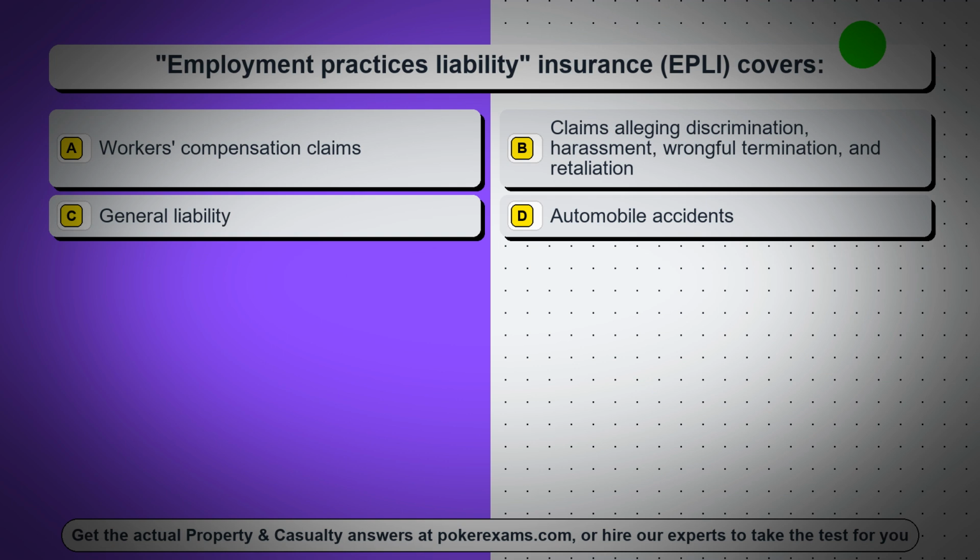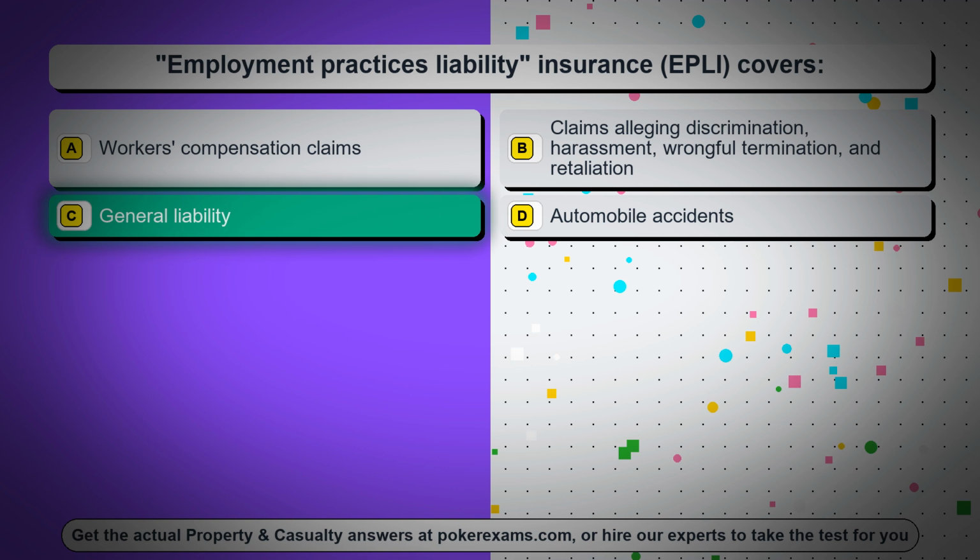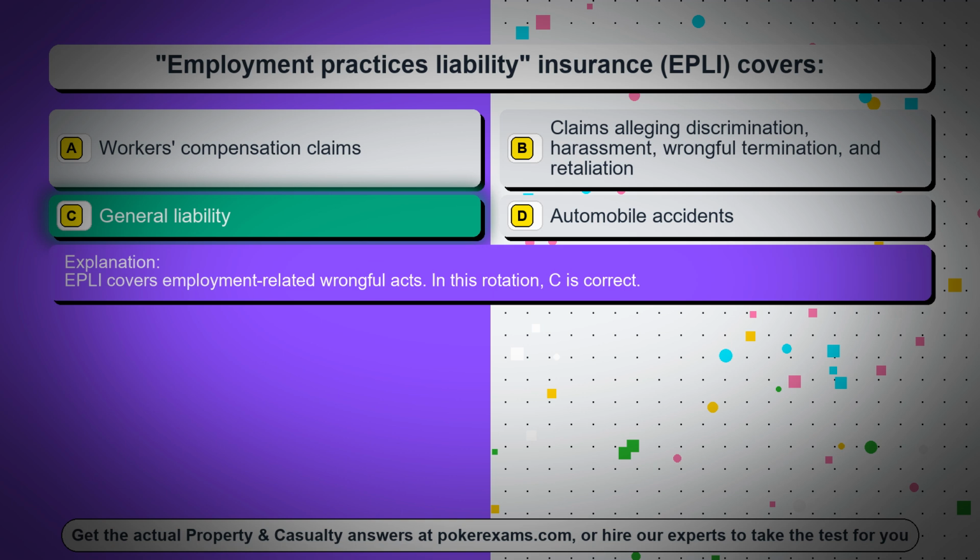Question 56. Employment practices liability insurance, EPLI, covers: Option A, workers' compensation claims. Option B, claims alleging discrimination, harassment, wrongful termination, and retaliation. Option C, general liability. Option D, automobile accidents. The correct answer is option C, general liability. EPLI covers employment-related wrongful acts. In this rotation, C is correct.